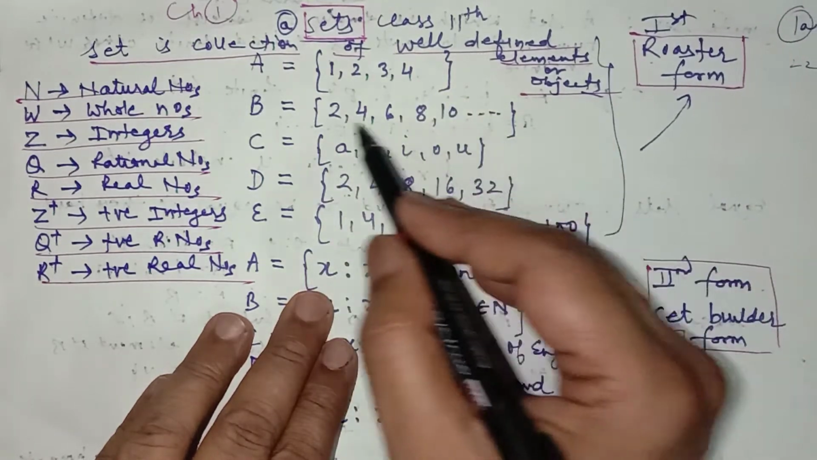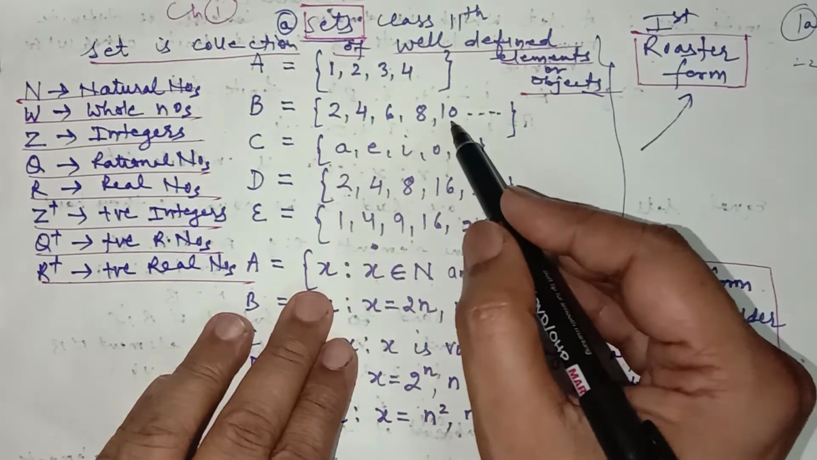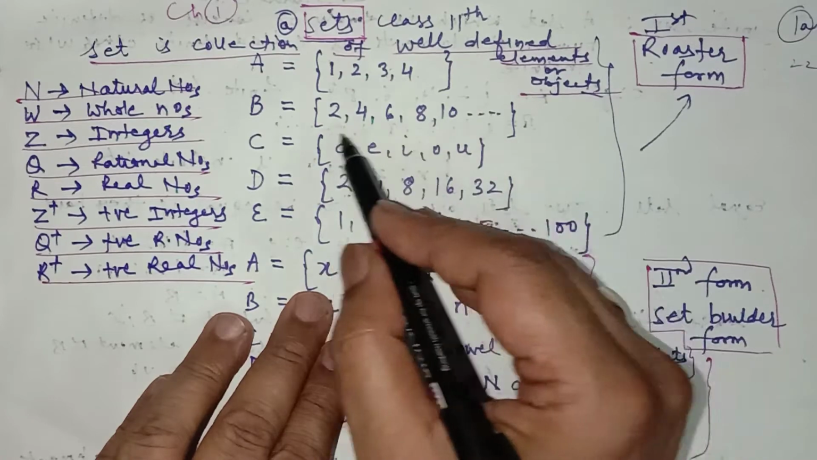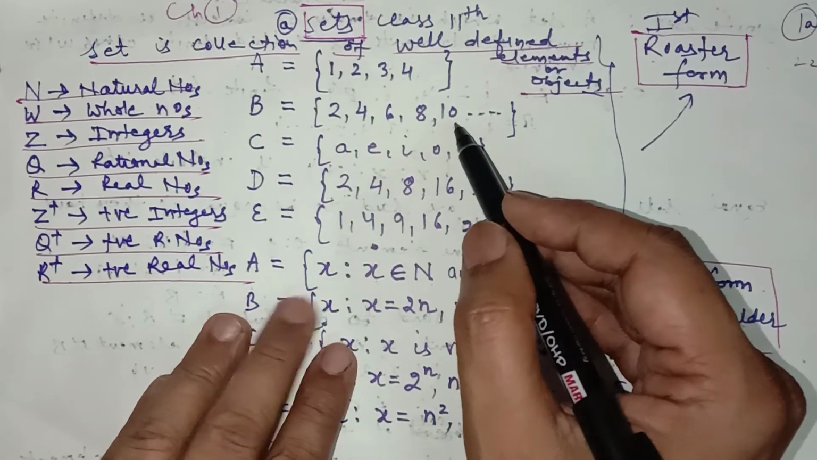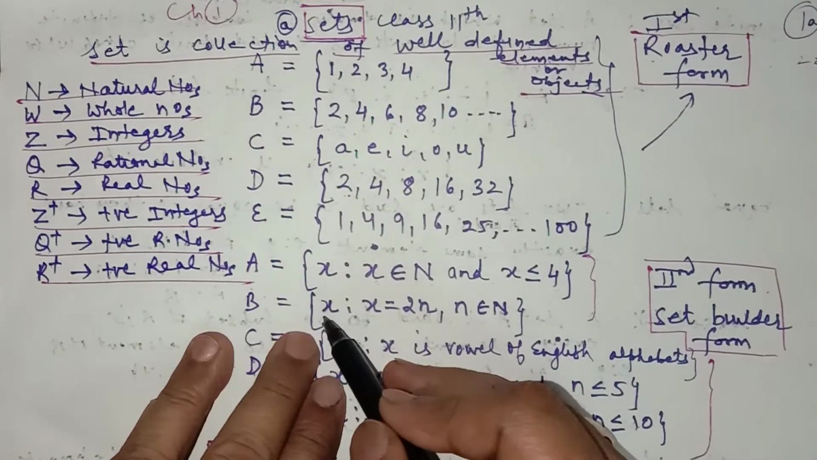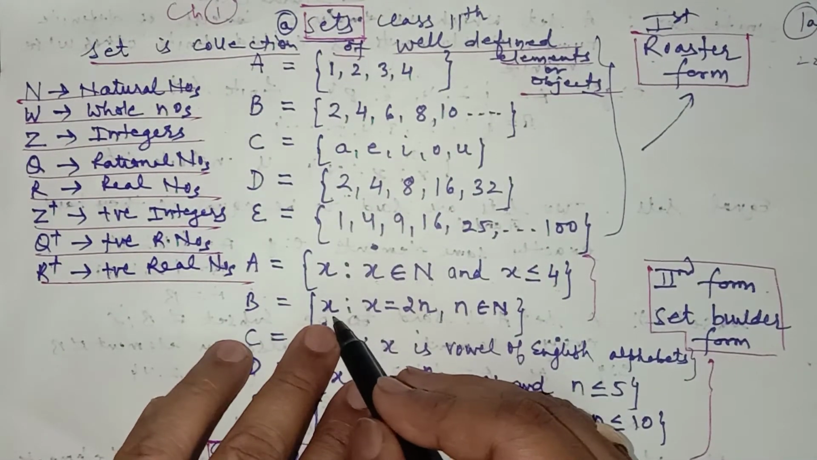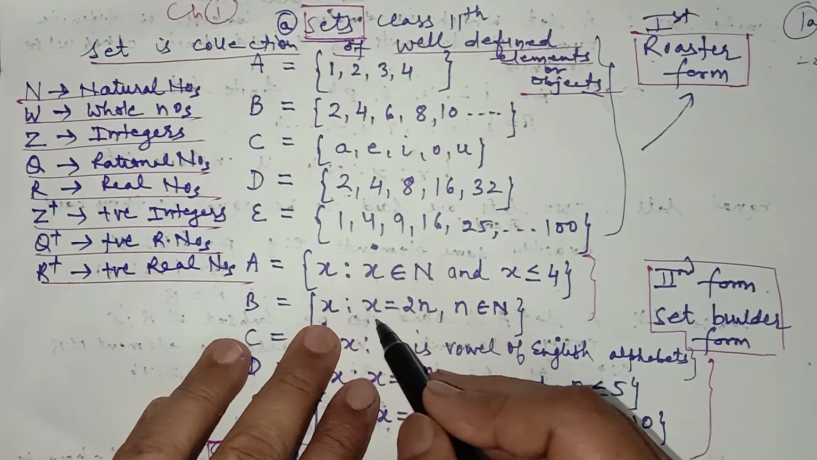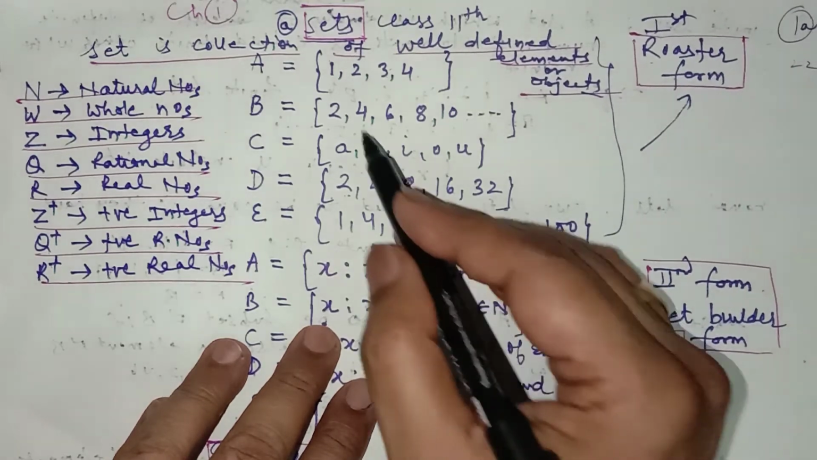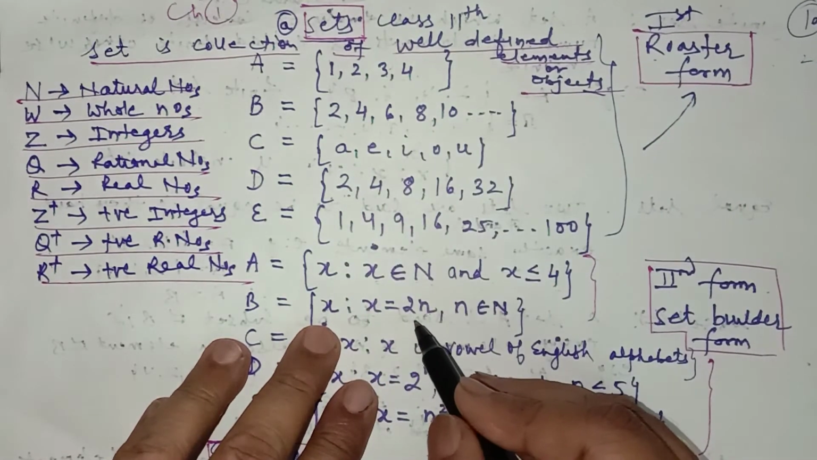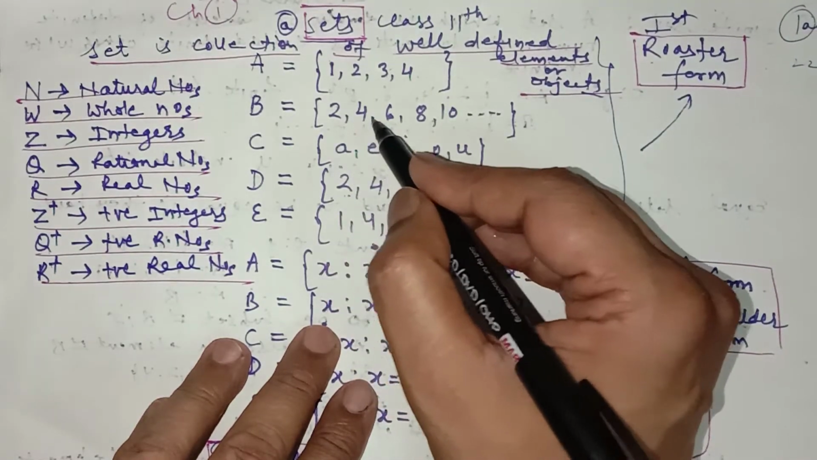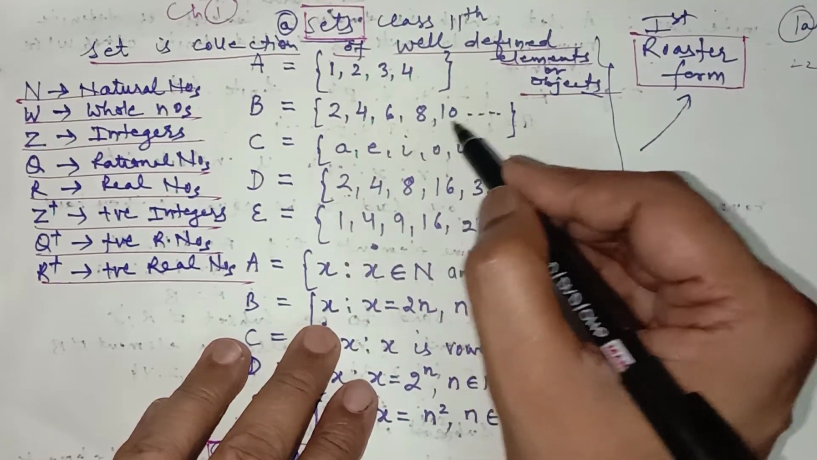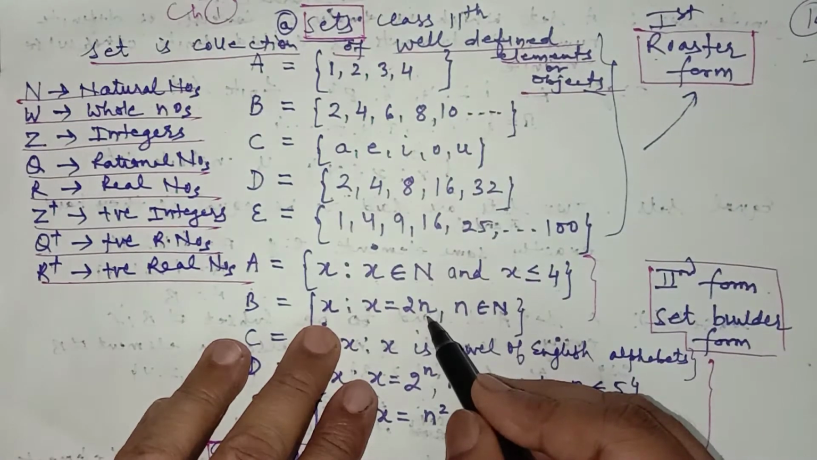Now let us take 2, 4, 6, 8, 10. If you see it carefully, they are the even numbers, or multiples of 2. So I write like this: set B is equal to curly bracket x such that x is equal to 2n, a multiple of 2. Now I have to define n. What is n? 2 into 1, 2 into 2, 2 into 3, 2 into 4, 2 into 5. That is, n is a natural number.